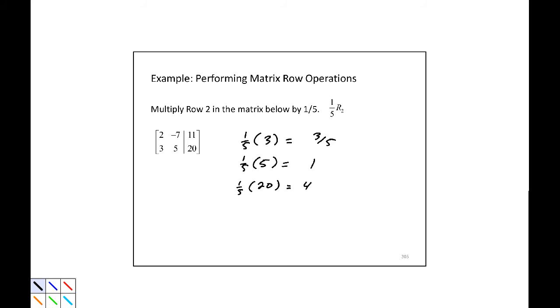So our matrix becomes, the first row remaining the same, 2, -7, 11, vertical bar in there and all in brackets, and our second row, which is 3/5, 1, 4, all from the values we just calculated.